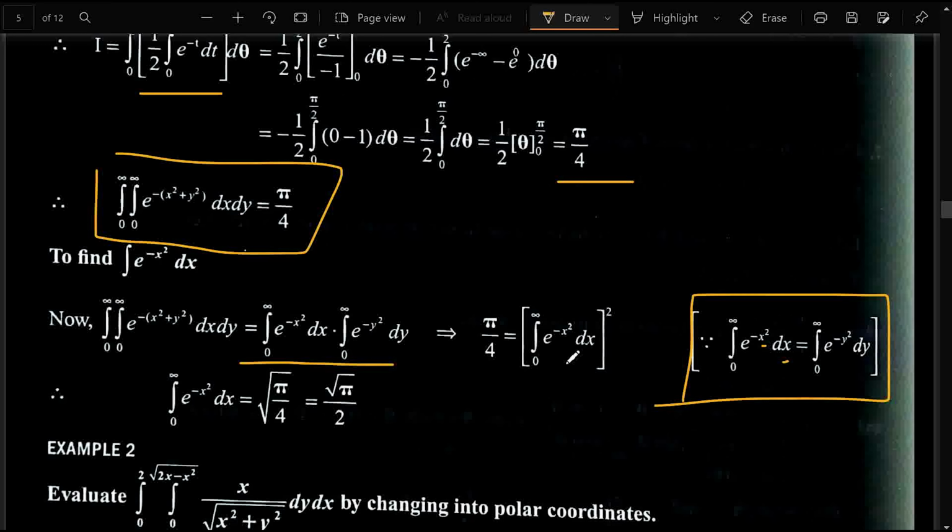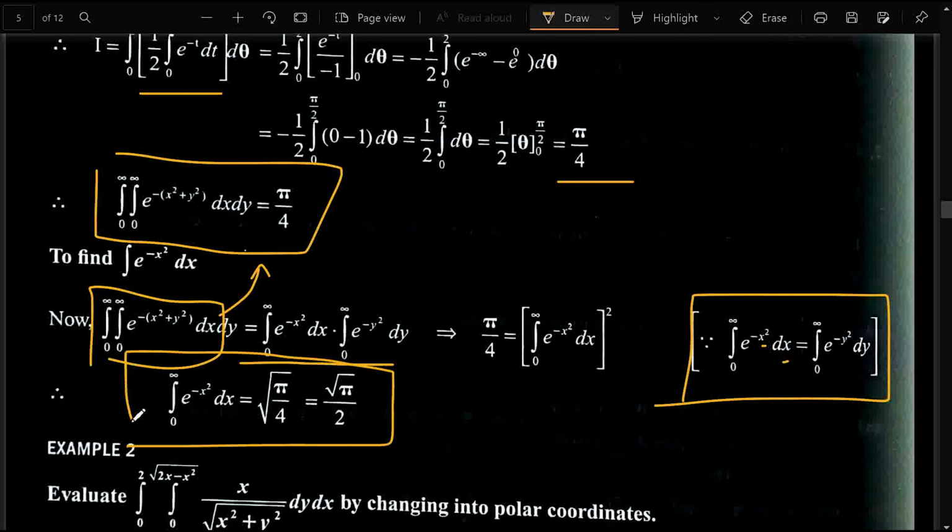So putting it as x and squaring it, we know this is nothing but π/4, which we found before. So the square of π/4 comes out as a root, and root π by 2. That's the answer, hence we have evaluated it.